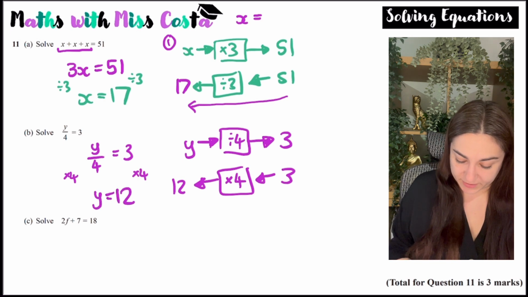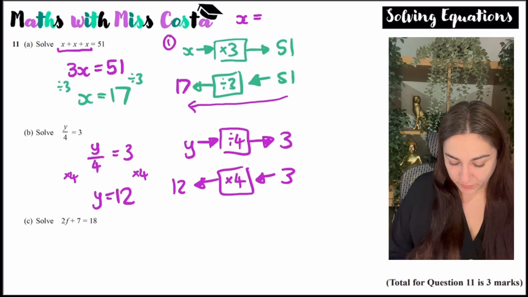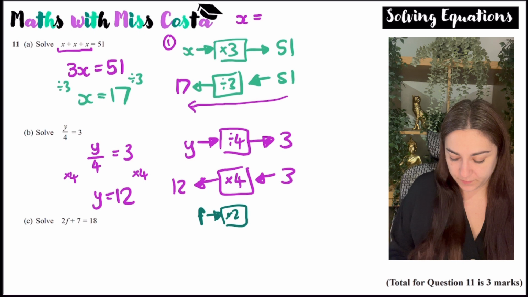The next one is a little bit trickier. So what's happening to the f? It's being times by 2. I then add 7 and 18 comes out.